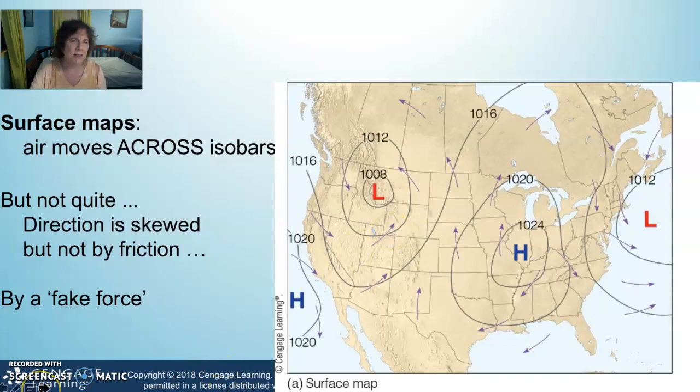These lines are not skewed by friction, because friction would be pulling back against the pressure gradient force and not changing the direction of the force. It will change the direction somewhat as it goes around surface friction, but not really changing it dramatically like this. There's another force that's taking place.